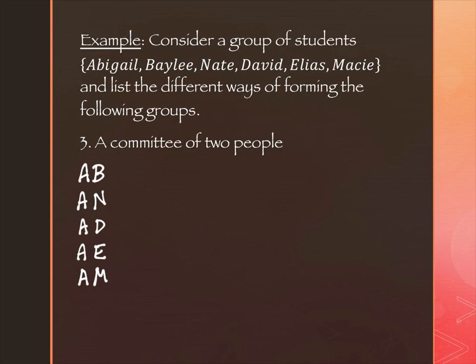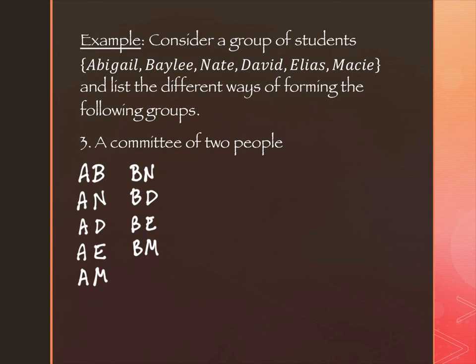Now I'm going to go to the next one, which is Bailey. I'm not going to do Bailey Abigail, I've already listed that. So who would I group Bailey with? Nate. Or Bailey with David. Bailey with Elias. Or Bailey with Macy. And notice there's one fewer. There's not really one fewer, right? But it looks like it. Why does it look like there's one fewer? Because the AB was already in the first list. So it's fewer than I had before, but only because one of them was already listed somewhere else. Okay, so no more Abigails, no more Baileys.